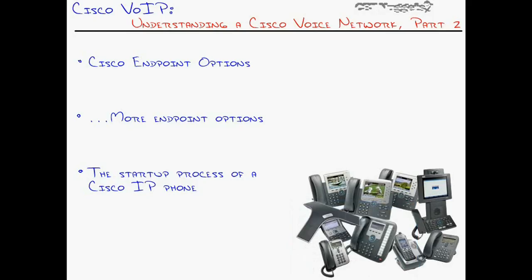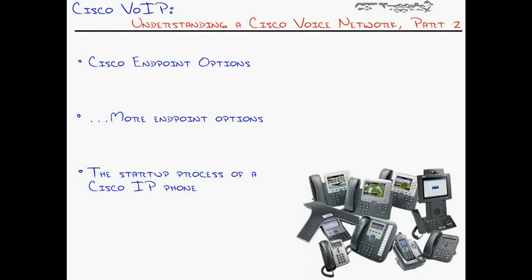I'm going to pick up right where we left off in understanding a Cisco voice network part 2. In the last nugget, I left off talking about the applications and call processing devices you can have on the voice network, but there was one layer that we left off in the Cisco voice infrastructure model, and that was the endpoints. There's so many of them that we needed a nugget of its own just to talk about them all.